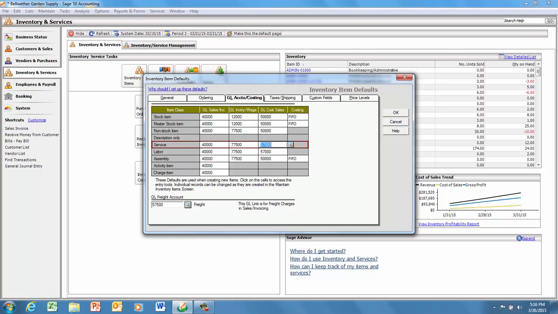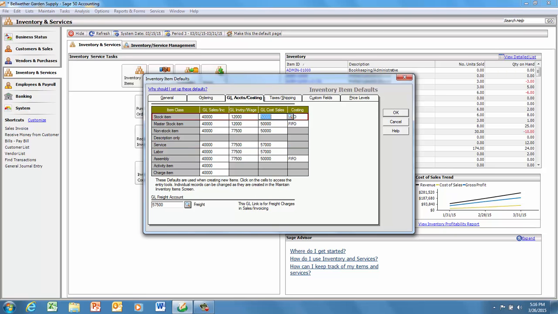When we purchase inventory to put on the shelves, we're going to debit 12,000, which is inventory. When we pay an employee to go provide a service for a customer, we're going to debit 77,500 instead.